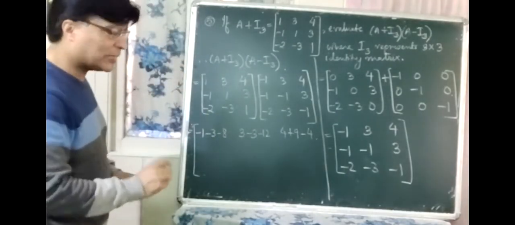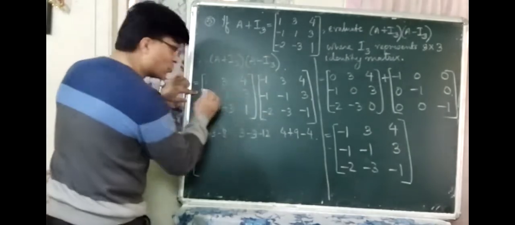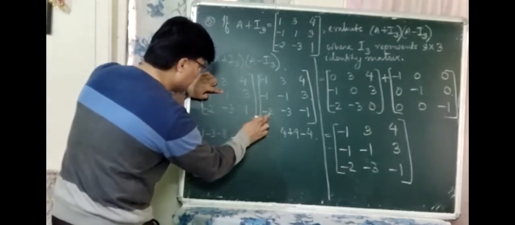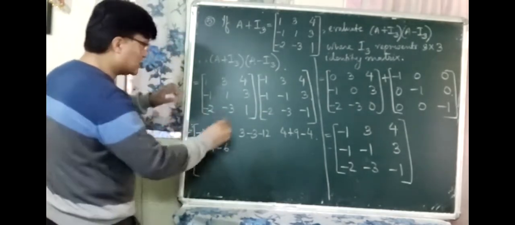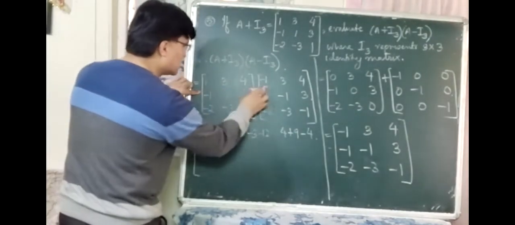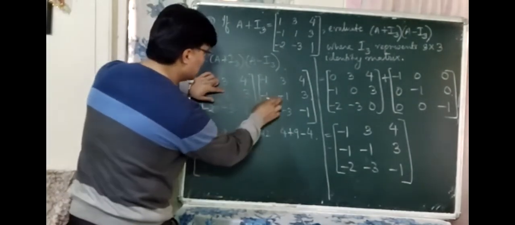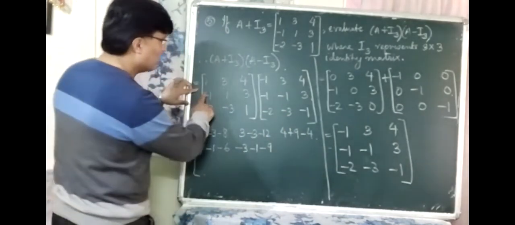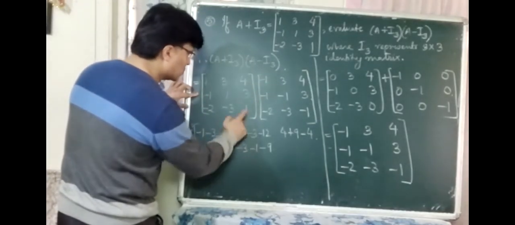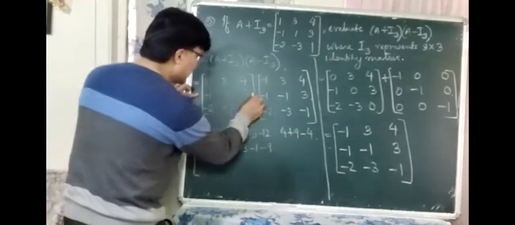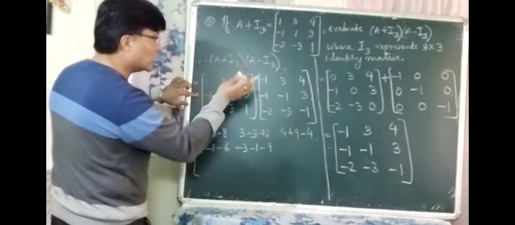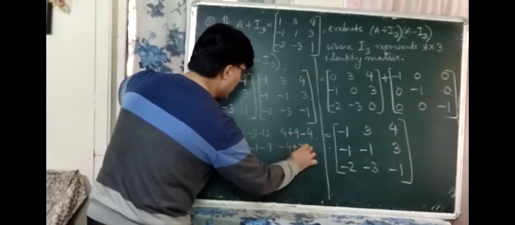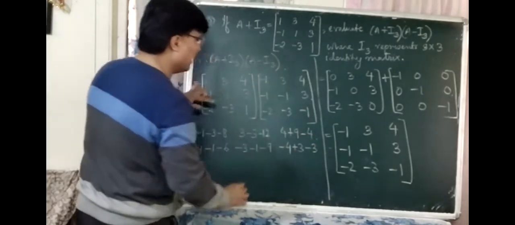Right? Now second row. Now multiply second row by first column. Minus 1 into minus 1, plus 1, 1 into minus 1, plus 3 into minus 2, minus 6, right? Again, second row by second column, minus 1 into 3, minus 3, 1 into minus 1, minus 1, 3 into minus 3, this is minus 9, right? Again, second row should be multiplied by the third column, corresponding elements should be multiplied. Minus 1 into 4, minus 4, 1 into 3, plus 3, 3 into minus 1, minus 3.